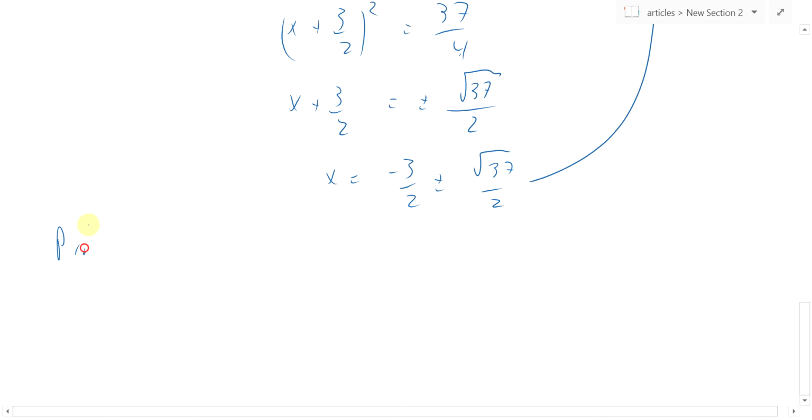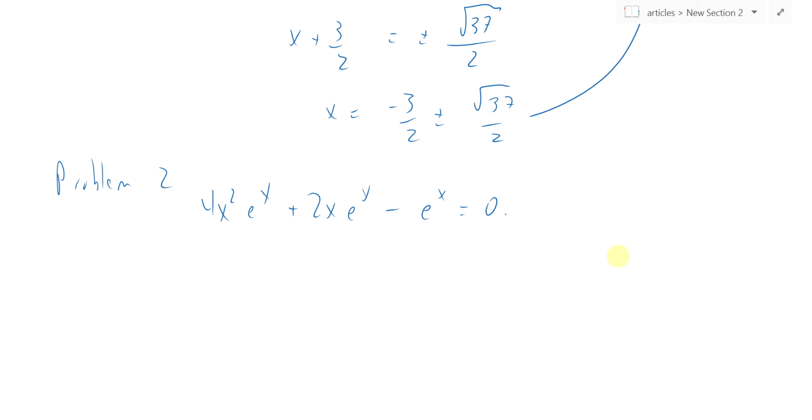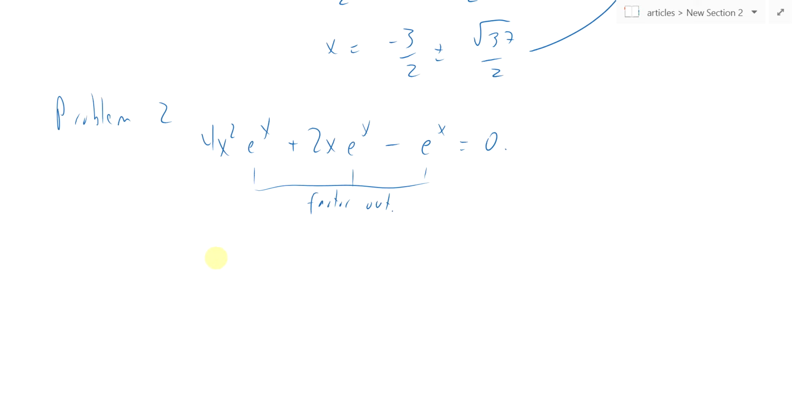Second, problem number 2. Suppose we have 4x squared times e to the x plus 2 times x times e to the x minus e to the x, and that's x there, equals 0. And we want to solve this for x. Well, the e to the x is a common term, so we factor that out. We have e to the x times 4x squared plus 2x minus 1 equals 0.